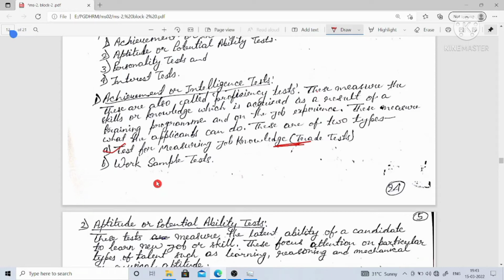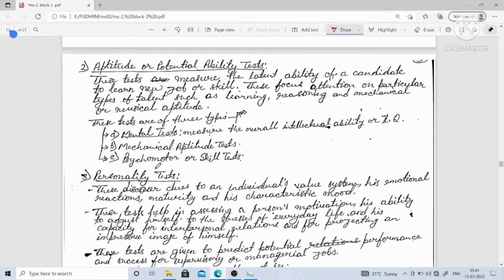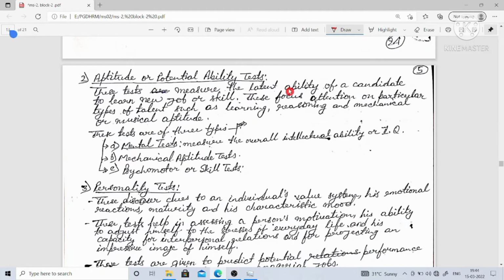Second kind of selection test is the aptitude or potential ability test. So what happens in the aptitude or potential ability test? This test measures the latent ability of a candidate to learn new jobs or skills. So you can see here whether the person is able to learn a new job or skill can be measured by this aptitude or potential ability test.